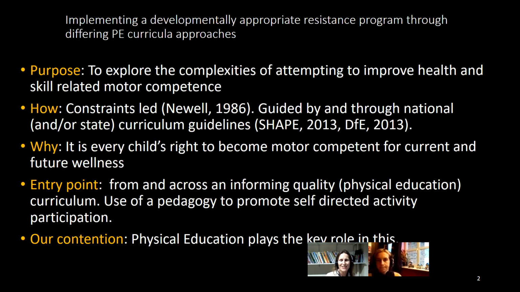We did notice that philosophically they are very much aligned through enabling children to become motor competent so that they can lead very rich lives and be physically active. So we used constraints. We looked at national and state guidelines, and our premise is that every child has the right to become motor competent. And of course, through physical education, we wish to scaffold that opportunity and then hopefully extend that through the wider curriculum and out into the community. So physical education for us is of prime importance.